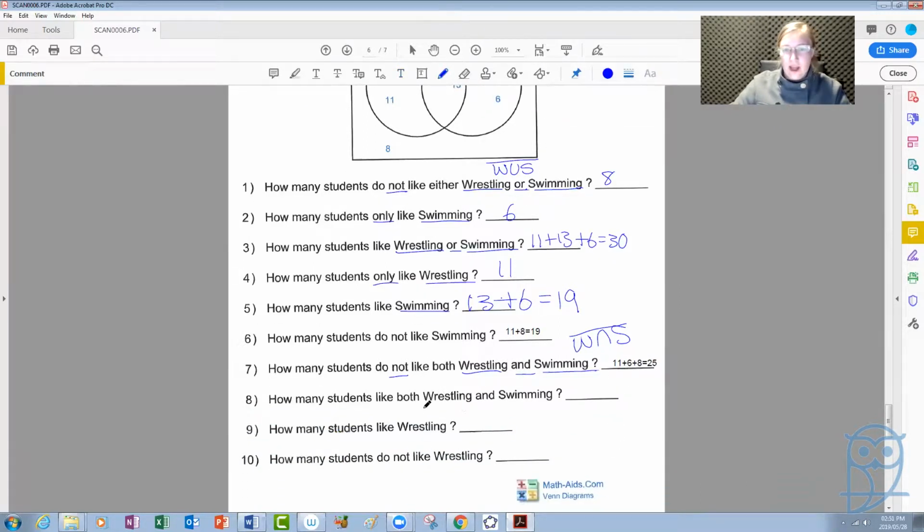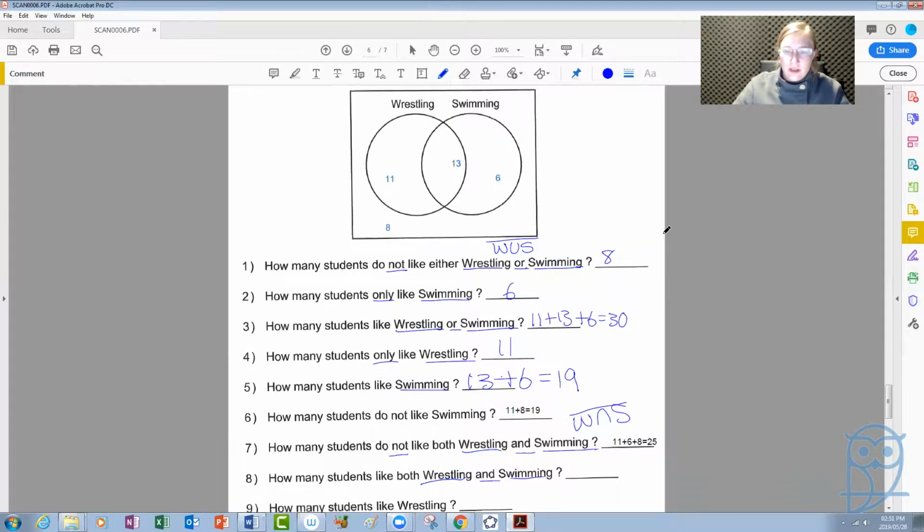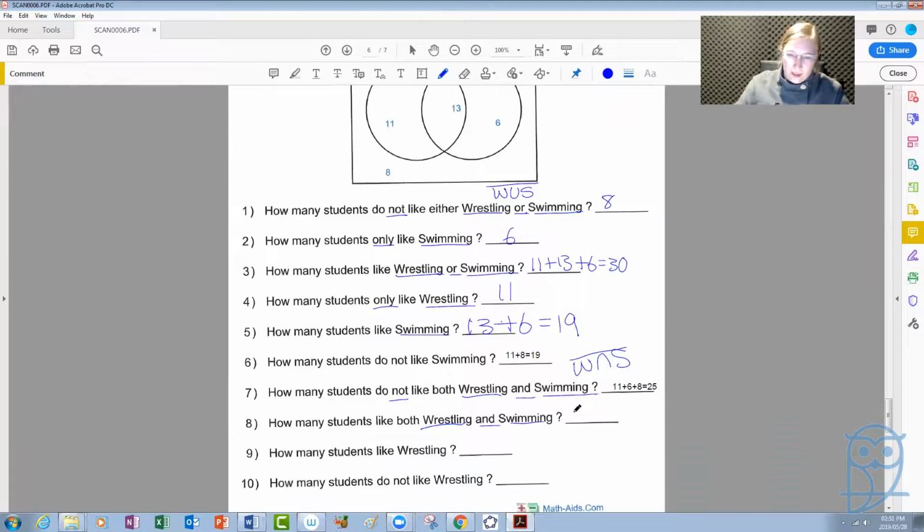How many students like wrestling and swimming? So here we have wrestling and swimming. Those are our words we have to spot. So we just have the intersection. That's over there. So that'll be 13.